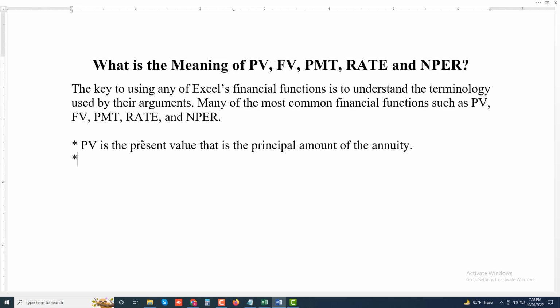Then what is FV? FV is the future value, that represents the principal plus interest on the annuity.